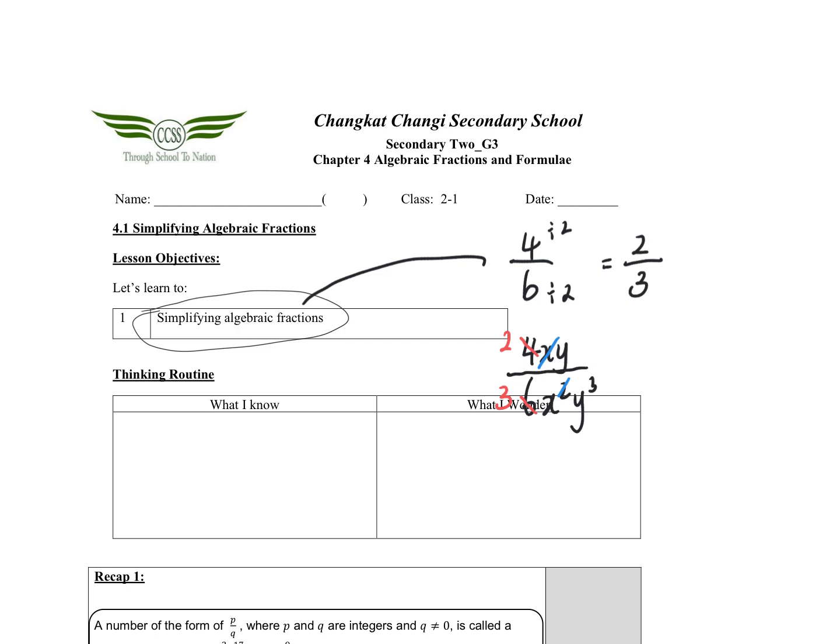Then 2 divided by... Wait, still got a y. So on top, I have 1y. At the bottom, I have y times y times y. I have 3 of them. So I cancel 1 out, left 2. So after I simplify, in the numerator, I'm only left with 2. In the denominator, I'm left with 3xy squared.